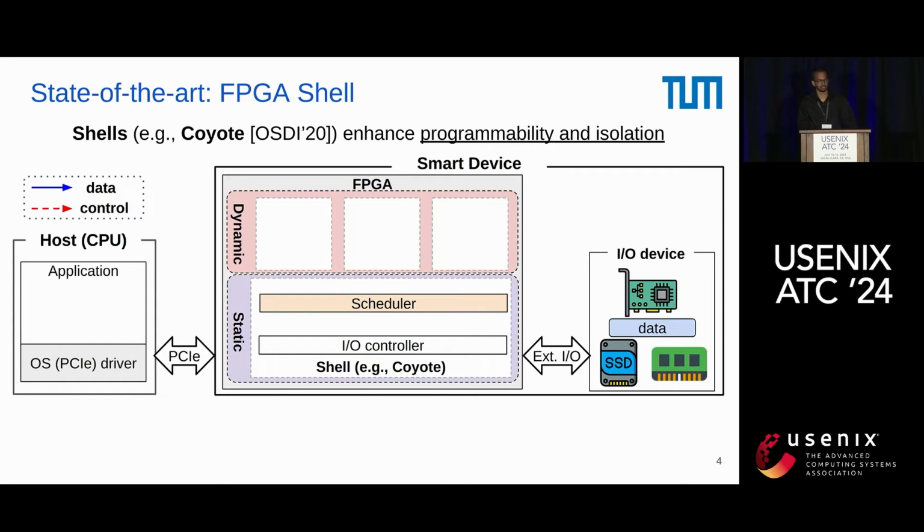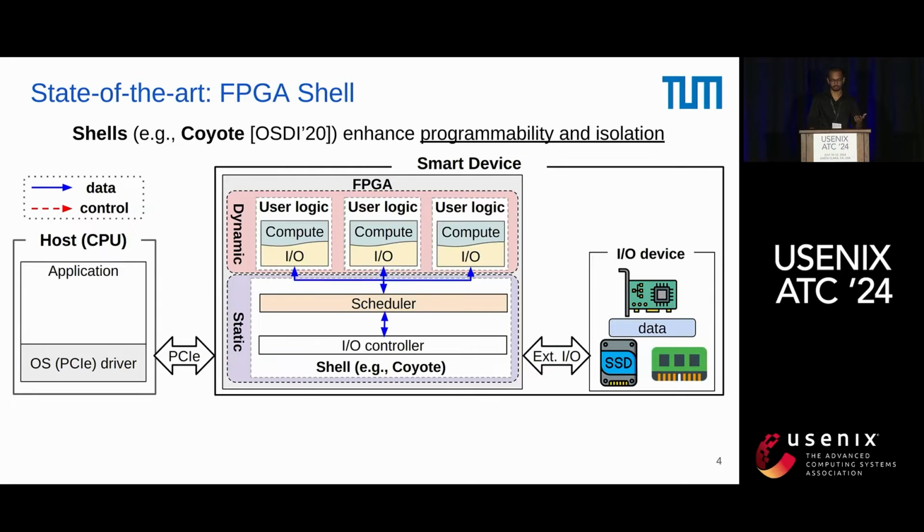And in the dynamic region, there are one or more partially reconfigurable regions, which can be used to offload and execute the user logic, which consists of both the computational and the I/O logic. And as before, on the host side, we have a runtime library, which helps the host-side application to control the execution of the user logic on the FPGA.